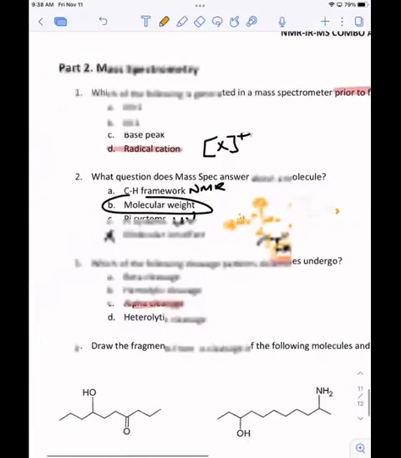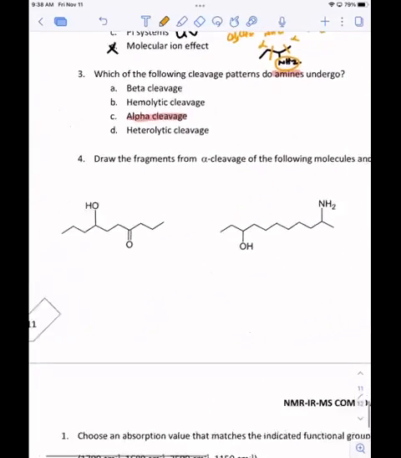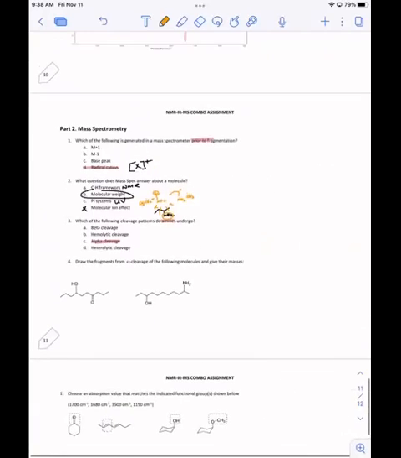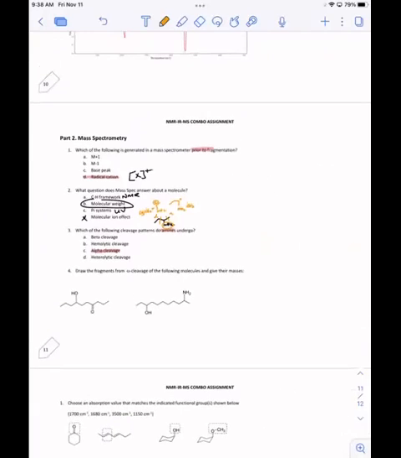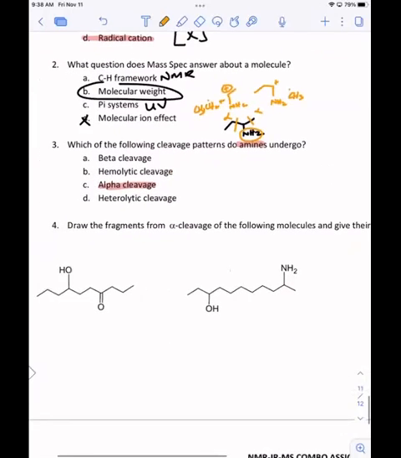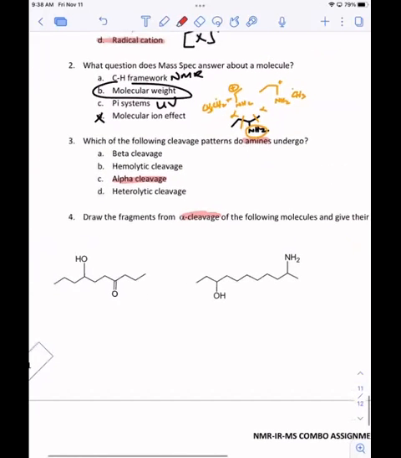All right. So this next question asks, and I'll copy this page and pull it out. But this is what you actually would need to submit. It says draw the fragments from alpha cleavage of the following molecules and give their masses.